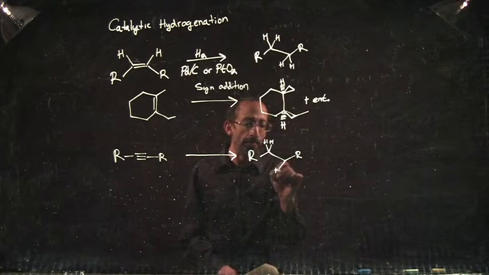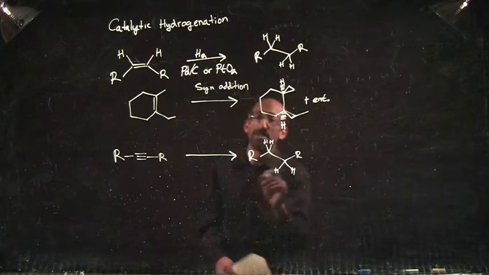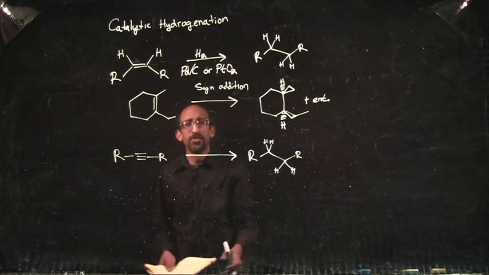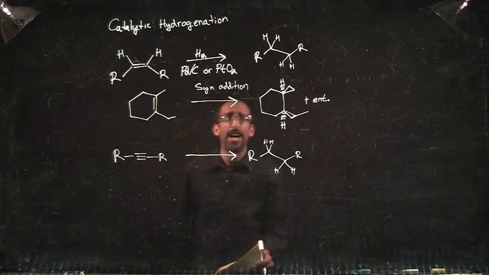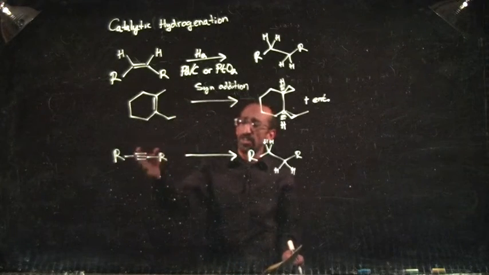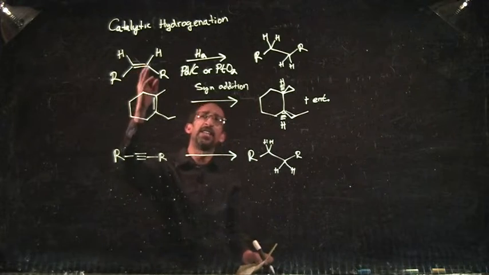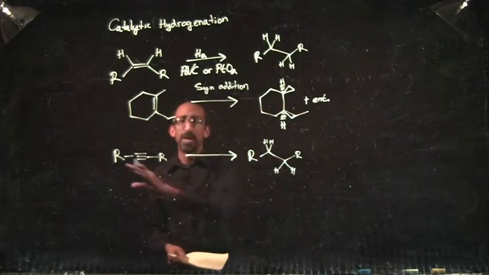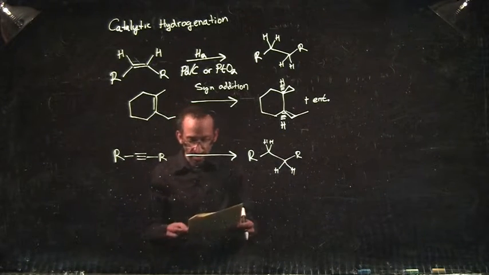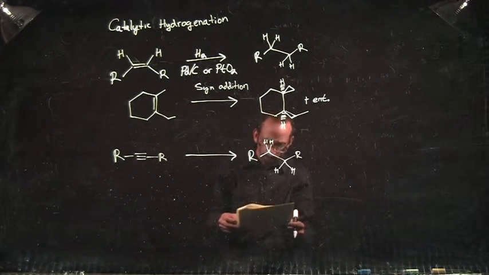And so we can't stop at the alkene. There's usually a good amount, plenty of hydrogen gas around. So the alkyne gets converted to the alkene, and then the alkene is immediately converted to the alkane. So there's no stopping an alkyne in a catalytic hydrogenation reaction.